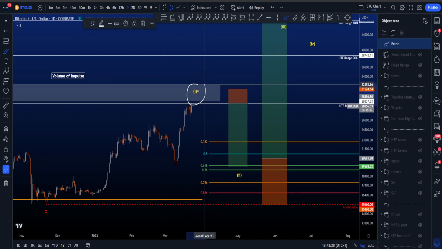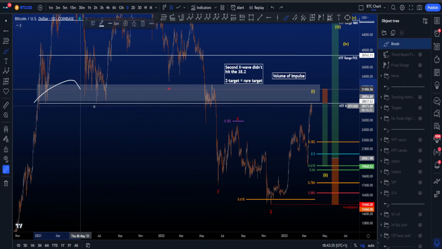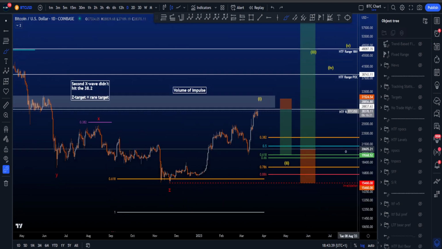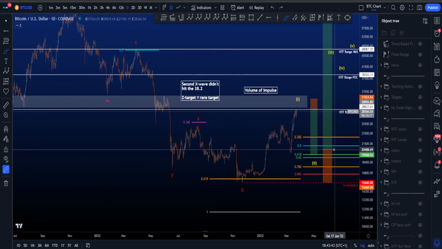In this scenario, this wave 1 consists of a 1, 2, 3, 4 and eventually a wave 5, ending somewhere around this area where we have a nice support resistance area as well, besides the high time frame range value area low that we have now tested twice from this range over here.